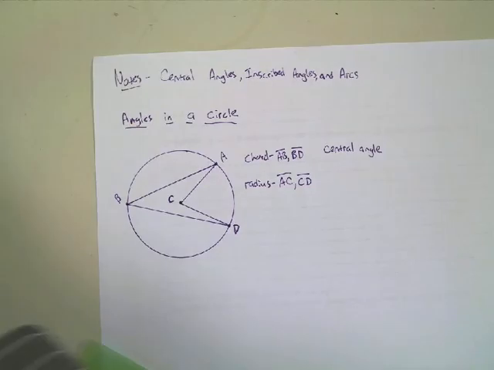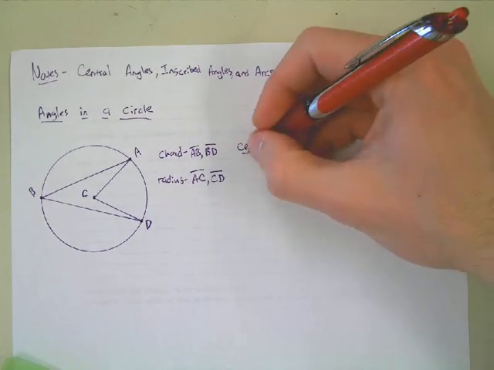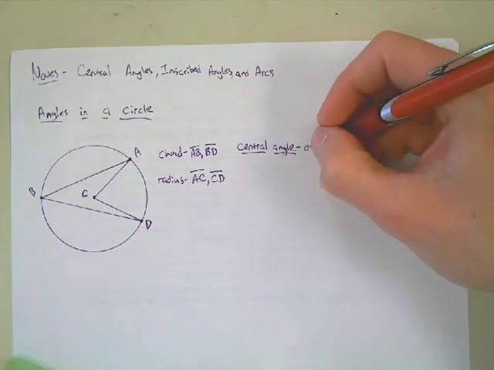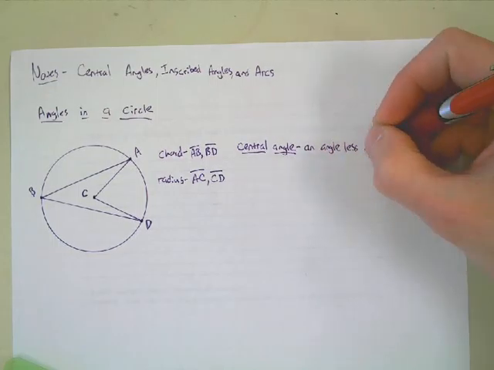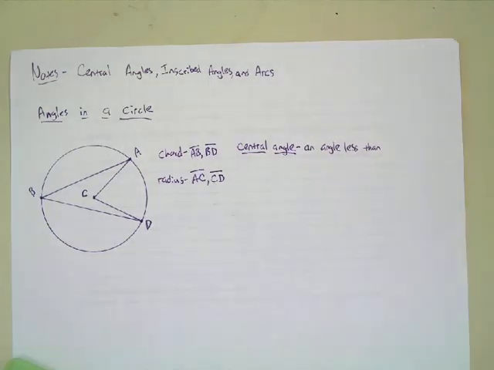Okay, so what makes a central angle a central angle? So I'm going to scoot this over here some. So, a central angle is an angle less than, thank you, sir. Listen up, please, folks. We're not done yet.